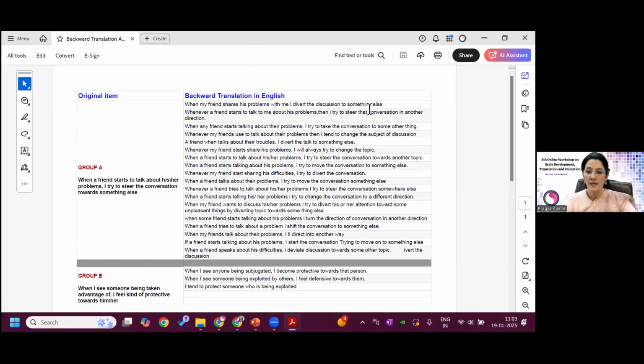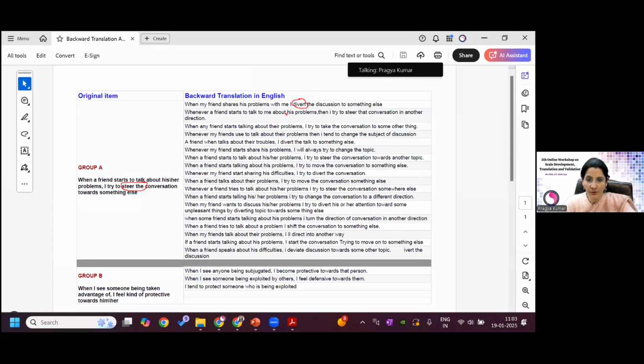So if you see the backward translations, these were the backward translations. So you can see the difference. "When my friend shares his problem with me, I divert the discussion to something else." Okay, so this was the initial English: "I try to steer the conversation." But again, steer word, if you see, this steer word and divert word, is it the same or not? So then, again, this is a matter of discussion.